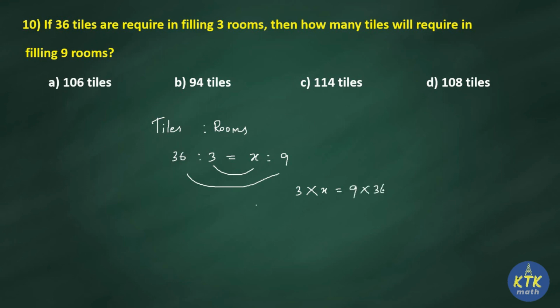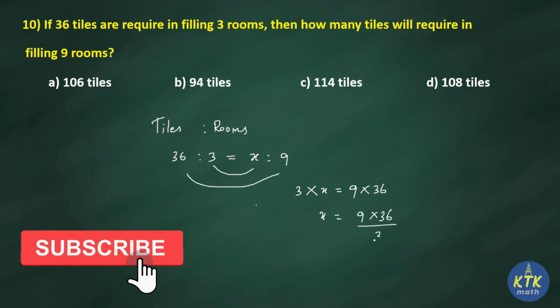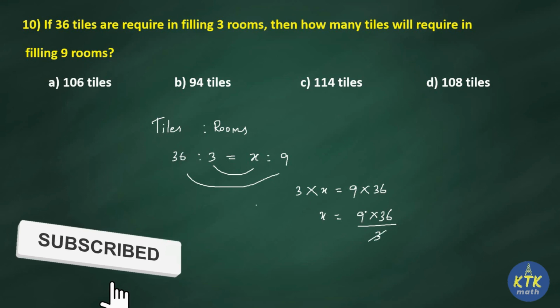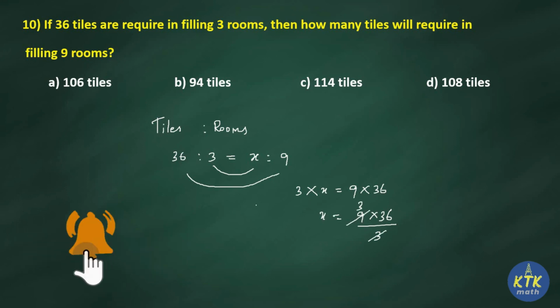So multiply the product of means and extremes. 9 is to 36 divided by 3. So I can cancel 3 and 9. How many times? 3 times. So 3 into 36, just multiply 36 into 3, multiply and comment your answer in the comment box.